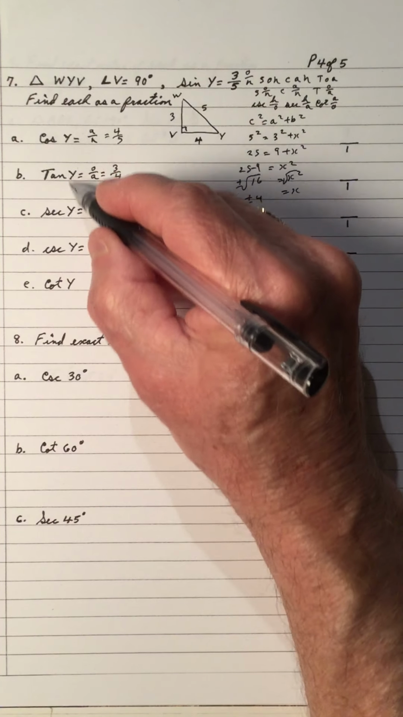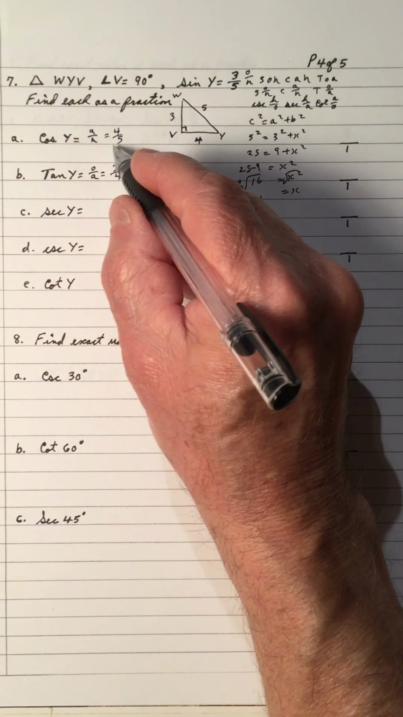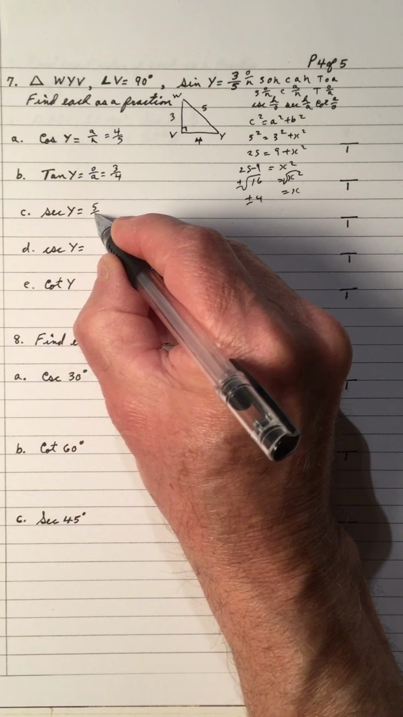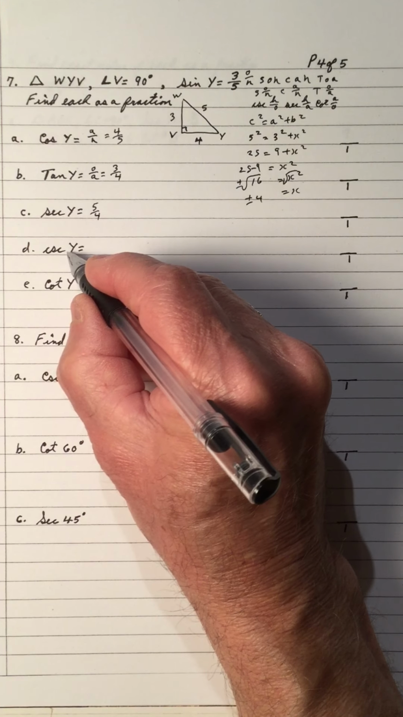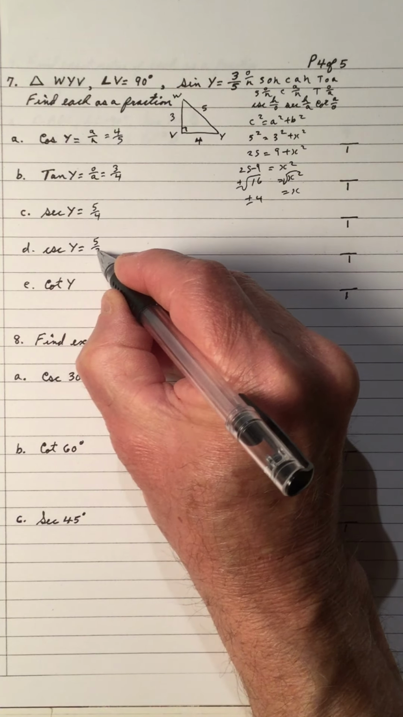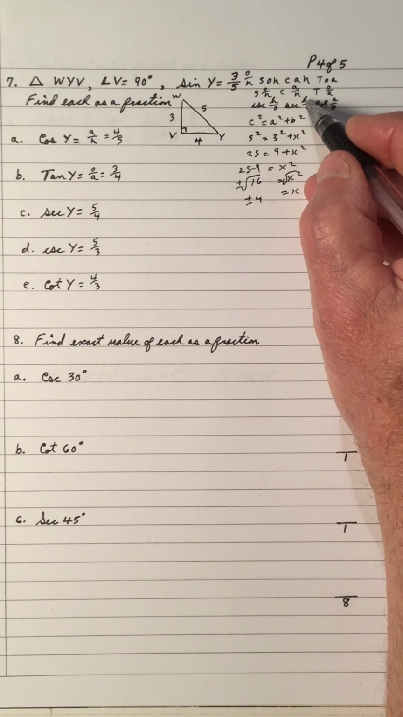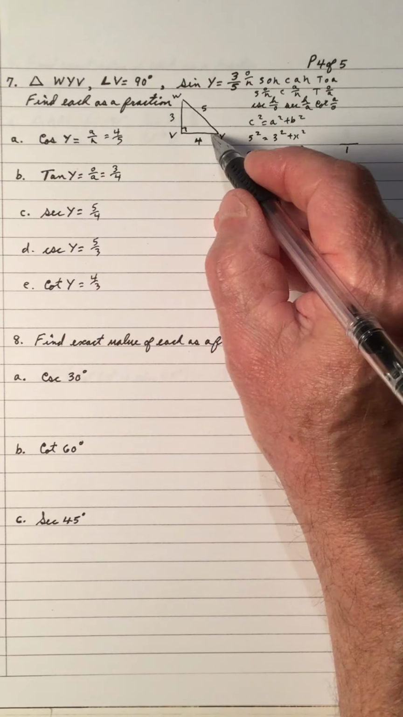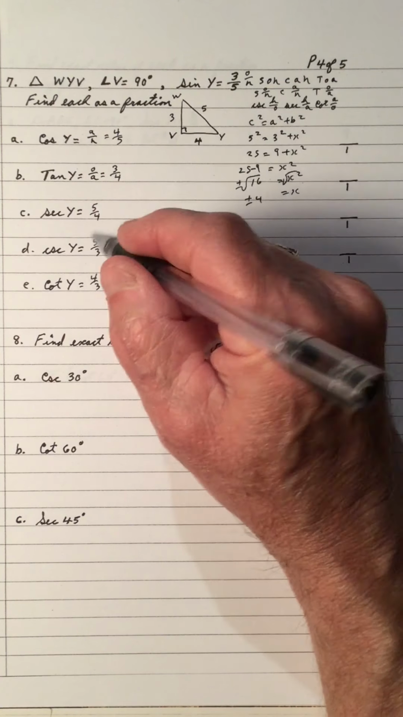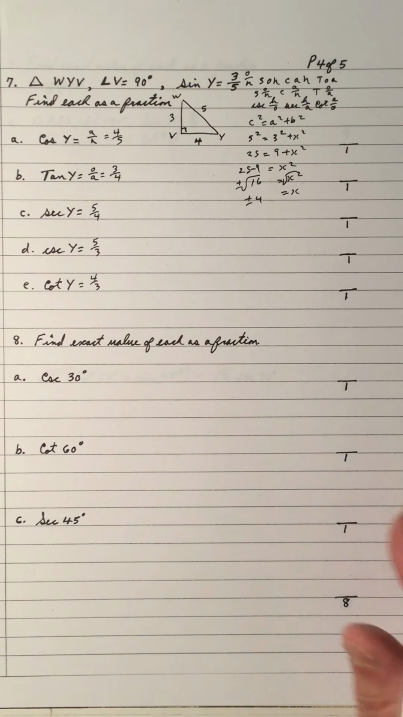Now, because we're dealing with the same angle, secant is the reciprocal of cos, so that's just 5/4. Cosecant is the reciprocal of sine, so it's 5/3. Cot is the reciprocal of tan, so it's 4/3. Or you can do secant as hypotenuse over adjacent for angle y, and so on. If you have these right, give yourself a mark for each one.